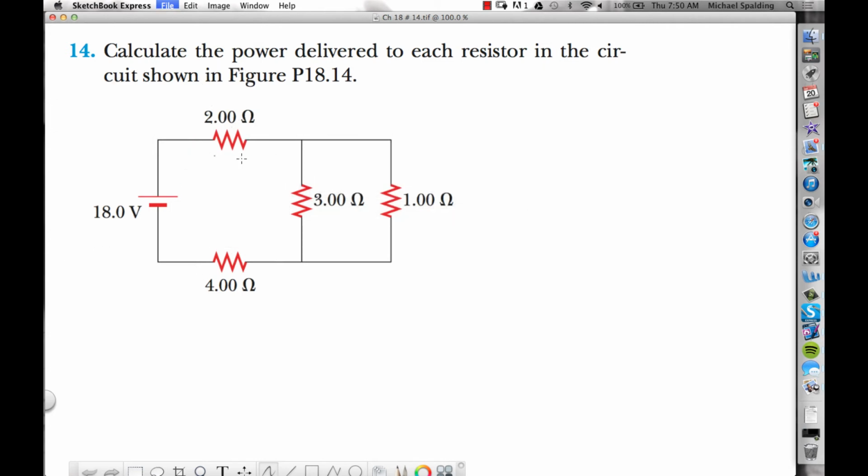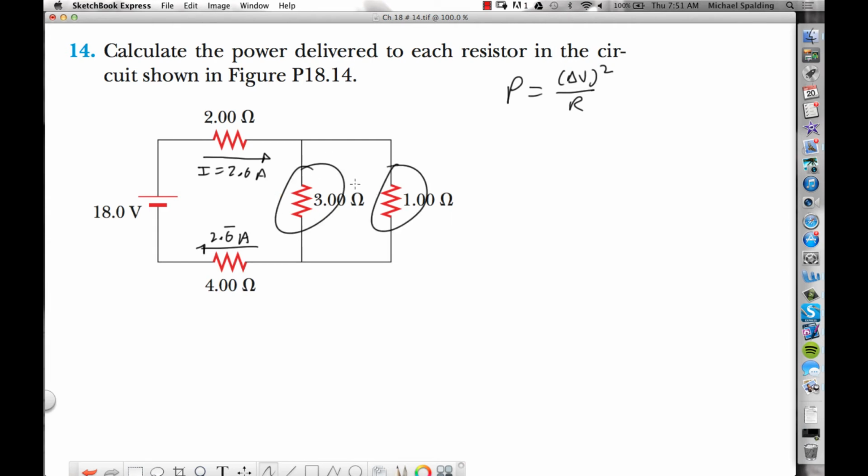All right, so we know that the current here was 2.6 amps. The current there is 2.6 amps. So what I'm going to do for these 2 resistors here, I'm going to use P equals delta V squared over R. I'm going to use that power equation. Now, what do we got to figure out for these resistors?